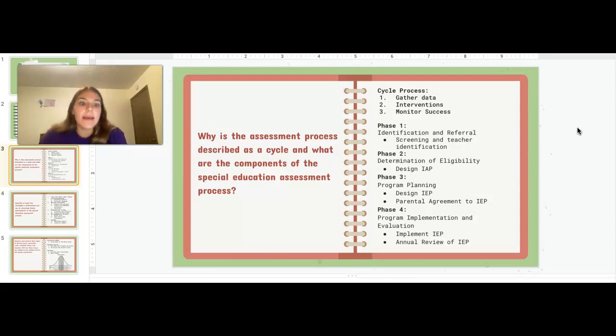So phase 3 is when the program planning and the design of the IEP occurs. And then, going back again to phase 2, if the child is eligible for special services, then this is when you, the teacher, create the IEP plan. But if they are not eligible, then they do not move on to phase 3. So moving on to phase 3, the child is eligible for special services. So the teacher and the IEP team create and design the IEP, which is what the student's goals and interventions will be. And then you also need the parental agreement again for the IEP.